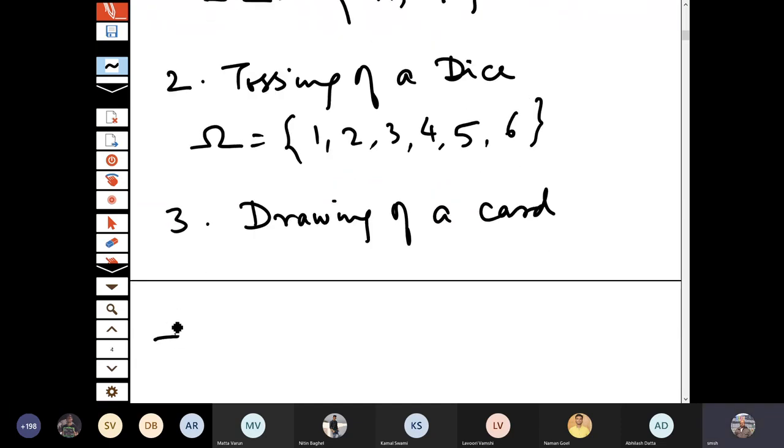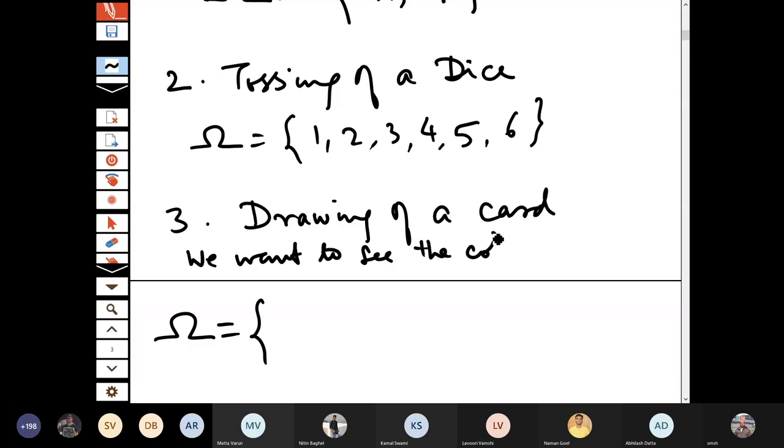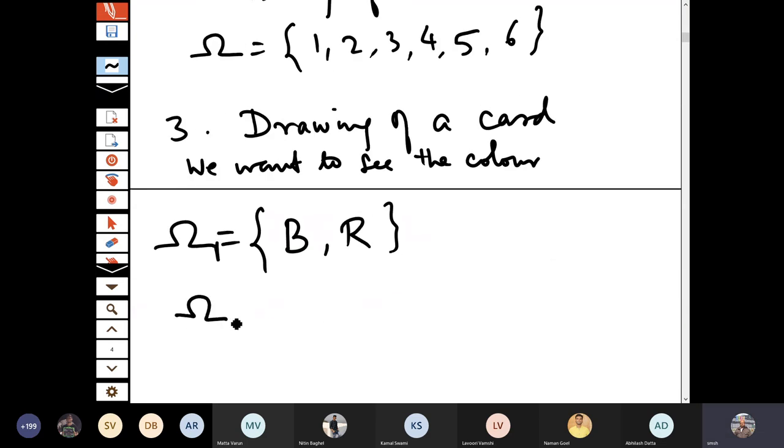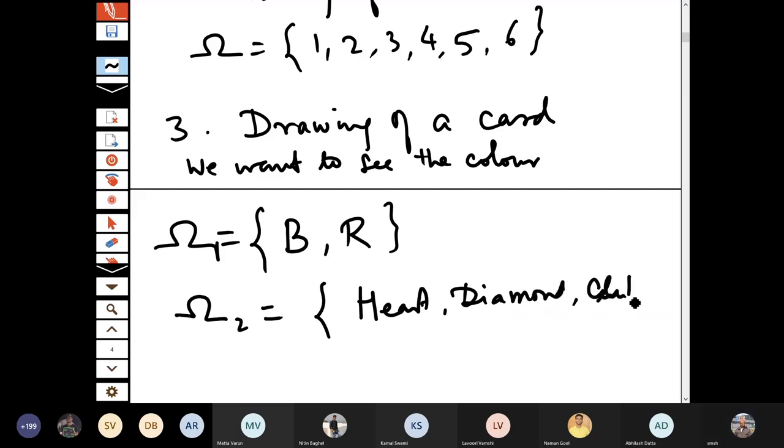then what could be the sample space? Well, when you draw a card, if we look at the color, then the color of a card is either black or red. If we want to see the suit, then it could be heart, diamond, club, or spade.